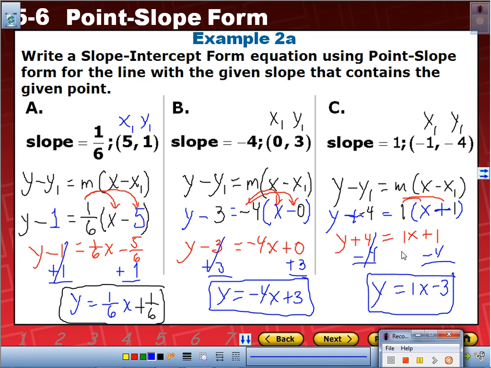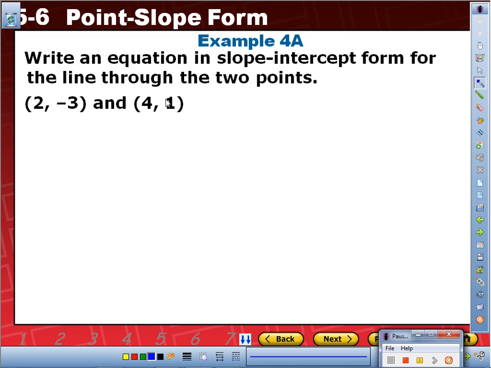All right, here we go. Now, any questions with these? How to get our slope-intercept form equation using point slope? No. Okay, so now check this out. Right now I'm giving you the slope and a point. However, copy this next one down. Example 4A. You don't have to copy the text. You already have the instructions. Copy the 2 points: 2, negative 3, and 4, 1.